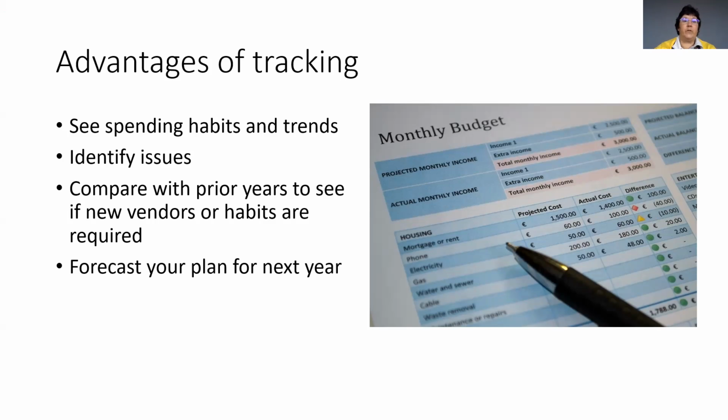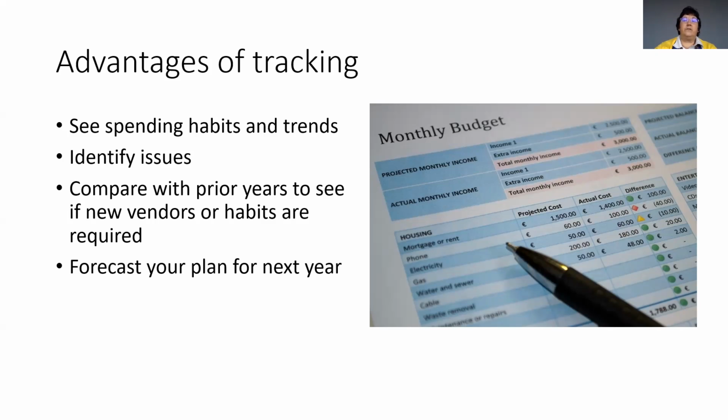You can also compare with prior years to see if you have some new vendors that you need to identify, or if you have some habits that you need to start to implement for yourself. Lots of times people switch their vendors to try to get better pricing per month for certain utilities. Wonderful practice. But to truly see if it impacted your bottom line from last year to this year, you need to have those two numbers gathered together and actually be able to compare. Sometimes people even do it on a monthly basis just to make sure that everything is on track.